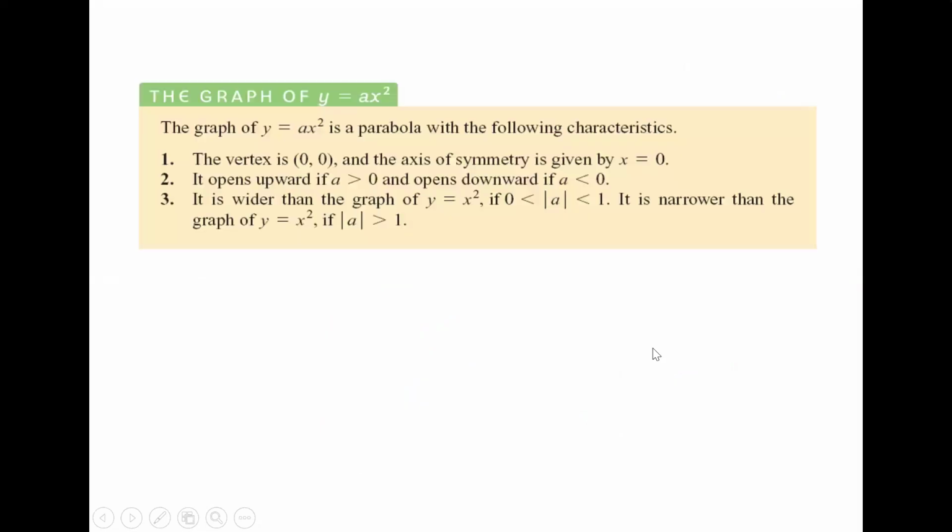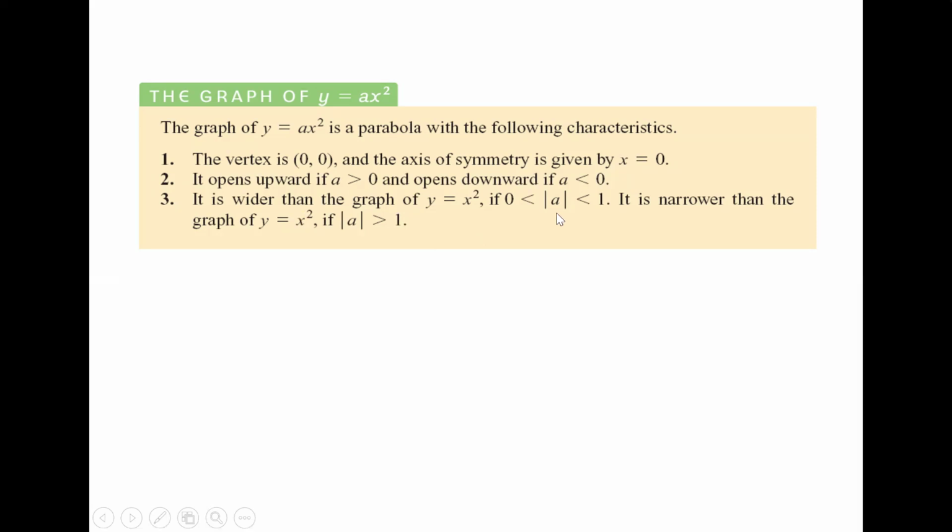All right, so the graph of y equals ax squared is a parabola with the following characteristics. The vertex is at 0, 0. The axis of symmetry, therefore, is x equals 0. It opens up if a is greater than 0 and down if a is less than 0. It's wider than the graph of y equals x squared if 0 is less than the absolute value of a, which is less than 1. It is narrower than the graph of y equals x squared if the absolute value of a is greater than 1. So that's what it is.